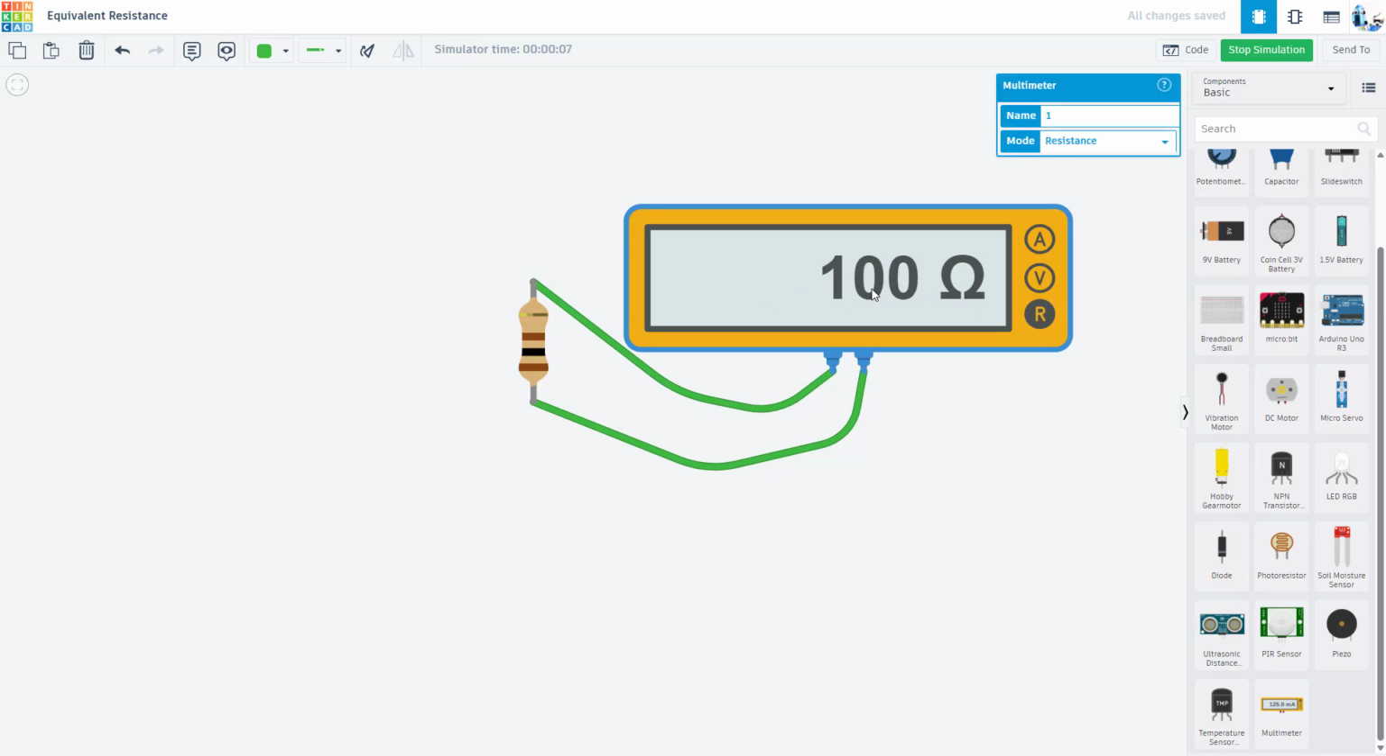Now, real resistors have a tolerance range on them, so you are rarely going to measure exactly 100 ohms on a real resistor, but in Tinkercad, everything is perfect.